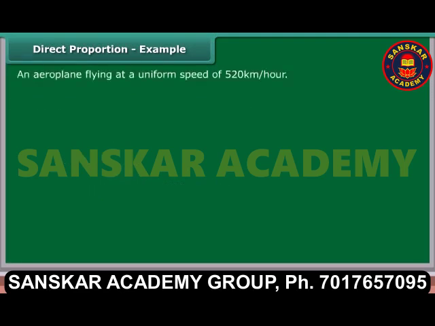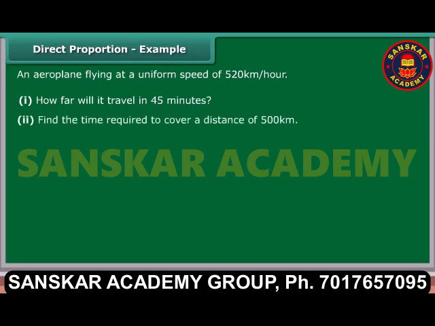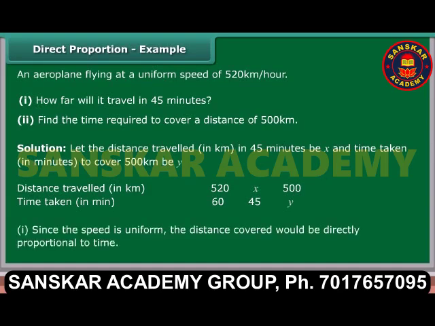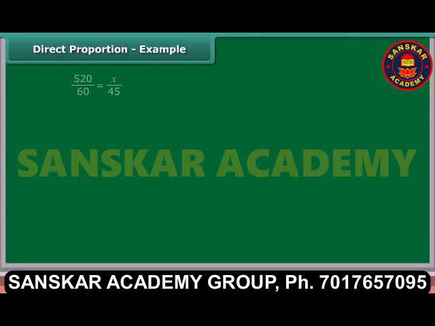Example: an airplane is flying at a uniform speed of 520 km per hour. How far will it travel in 45 minutes? Also find the time required to cover a distance of 500 kilometers. Solution: let the distance travelled in kilometers in 45 minutes be x and the time taken in minutes to cover 500 kilometers be y. Since the speed is uniform, the distance covered would be directly proportional to time.